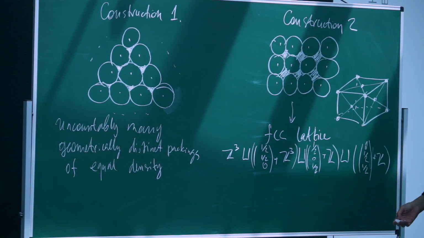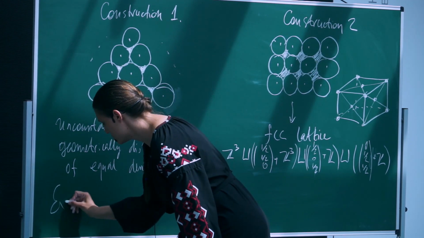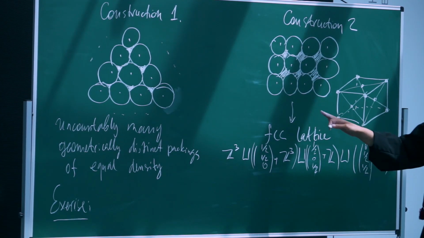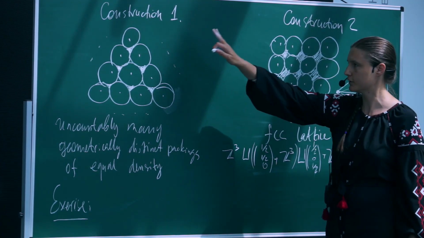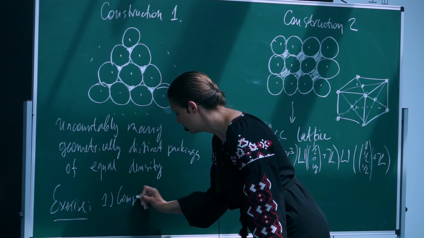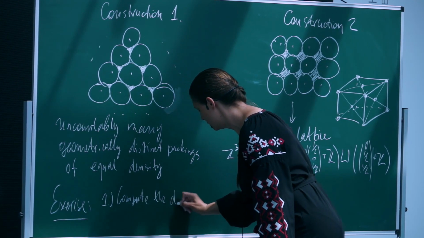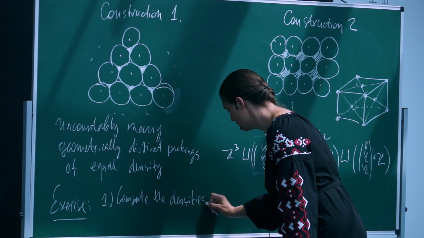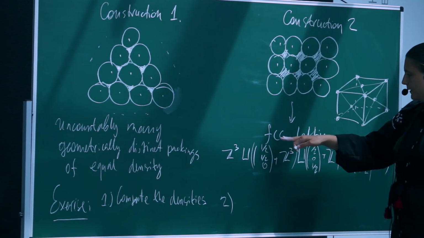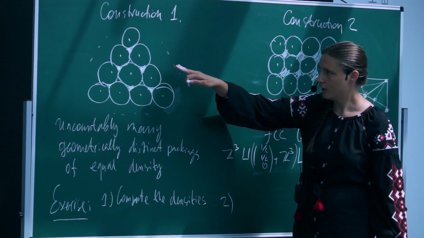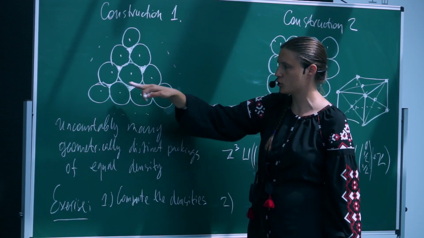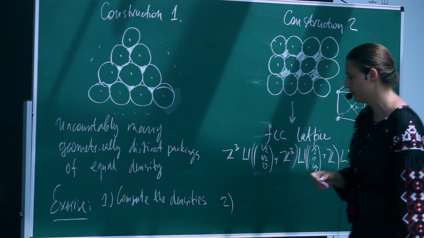And now an exercise that I suggested is, first, to compute the density of the packings we have constructed here and here. And second, to show that the FCC lattice can also be obtained from construction 1 if we make our choices of holes in a correct way.